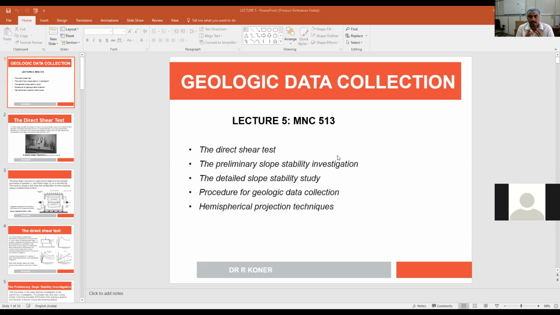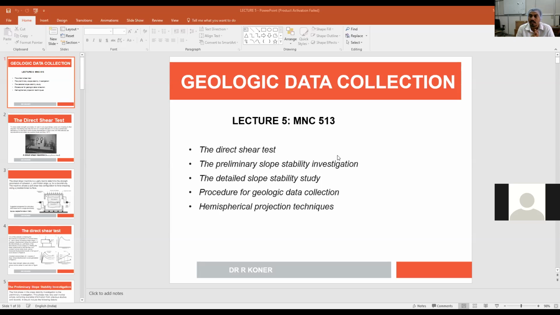So today we will discuss geological data collection. In that part, we will try to understand what the geological data are that we require for slope stability investigation, what methods we will follow to collect those data, what systems we will follow to collect those data, and how to interpret those data after collection.